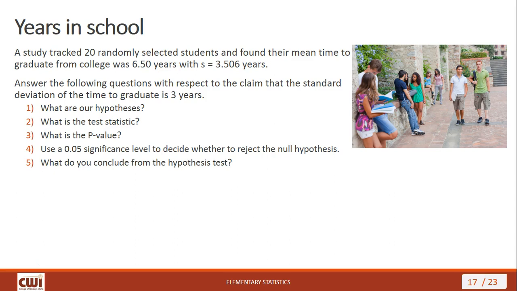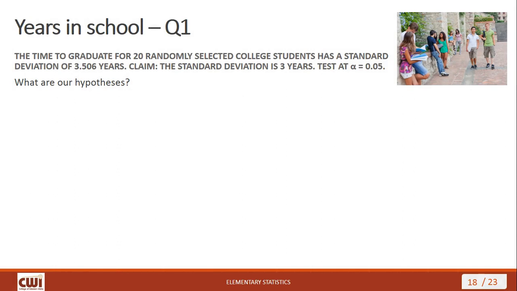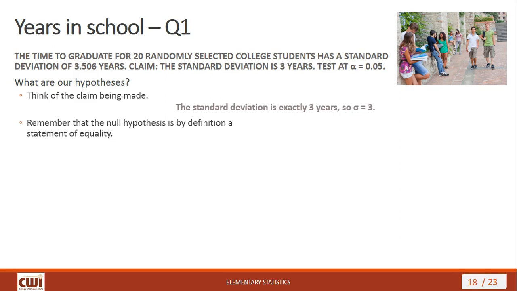Again, let's look at each of these questions one at a time. So the first question, what are our hypotheses? Well, the first thing we want to do is think about the claim that's being made, which is that the standard deviation is exactly 3 years. That's the claim. The standard deviation is 3 years, so sigma will equal 3. That's a symbolic representation of our claim. Remember that the null hypothesis is by definition a statement of equality. So we're going to select sigma equals 3 as our null hypothesis.